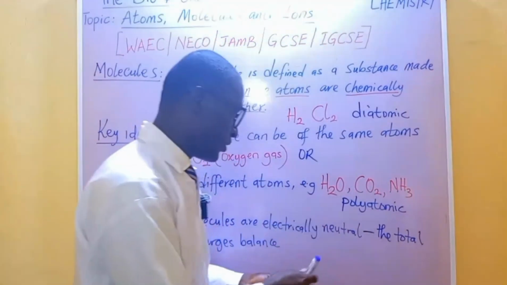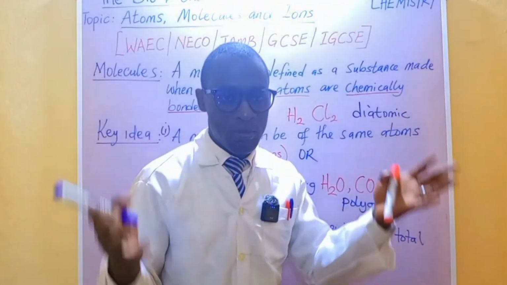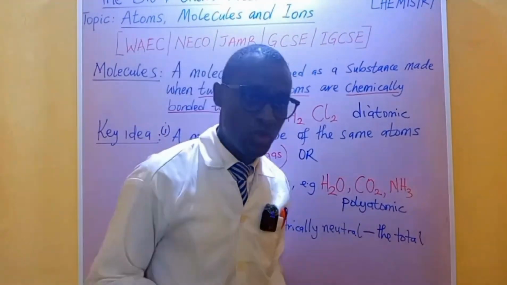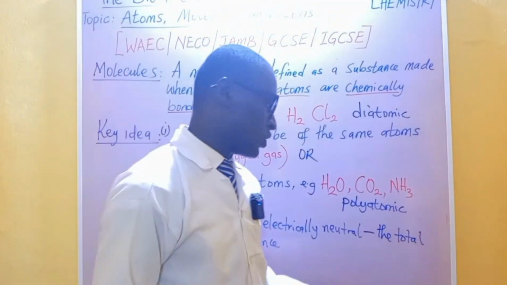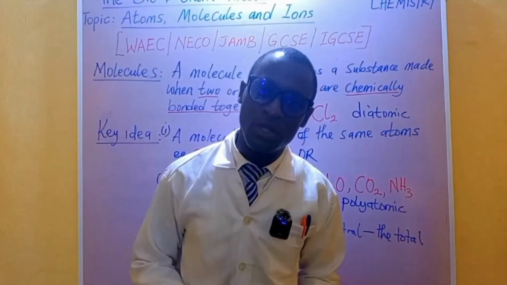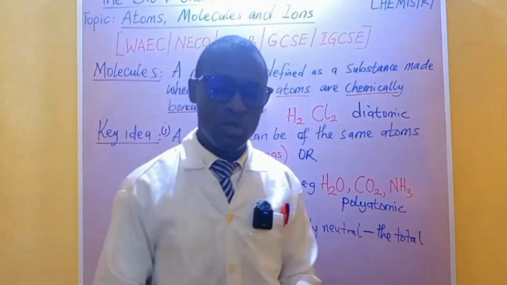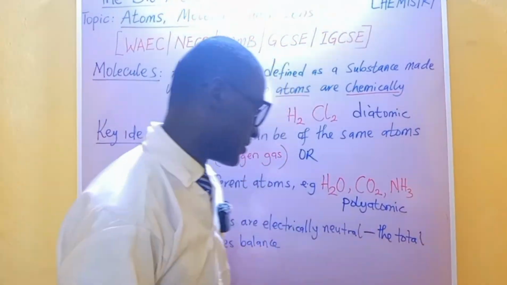Polyatomic molecules, for example, H2O is made up of more than 2 atoms. Hydrogen is 2, and oxygen is 1. CO2, the same thing. They are all polyatomic molecules. CO2, NH3, H2O, they are all polyatomic molecules.